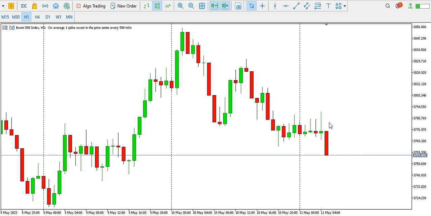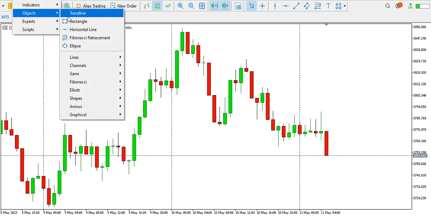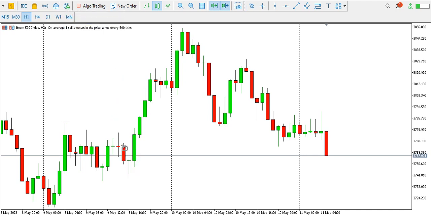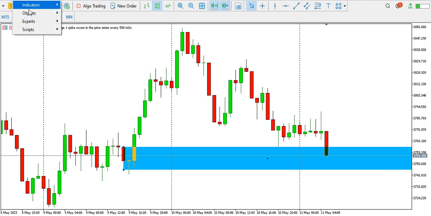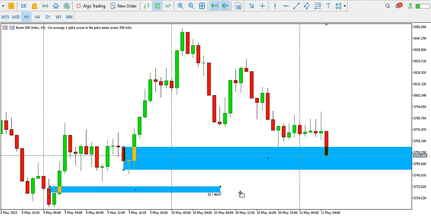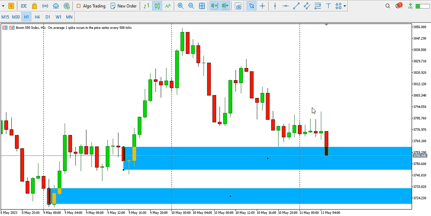This is going down. It's already at the support, and there's still another support here on the daily time frame. Boom 500 is already at the support. We have another one around here. So it's still going down.